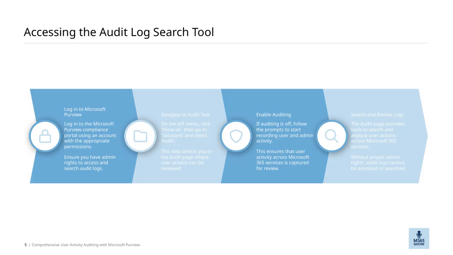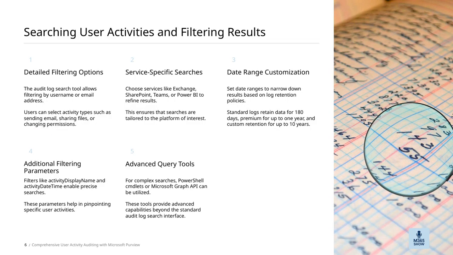In summary, accessing and using the Audit Log Search tool is a vital step for monitoring activity, ensuring security, and supporting compliance efforts across your organization. Now, let's explore how we can search for user activities and filter the results effectively.